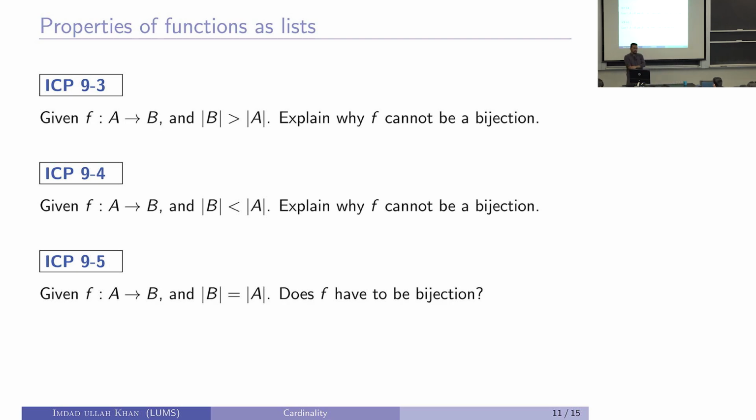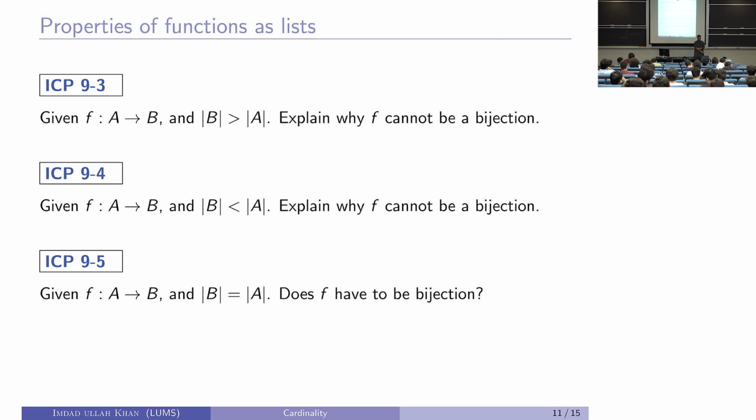Okay. Now, if we have a function and the cardinality of b is equal to the cardinality of a, then can the function be a bijection, or would this function always be a bijection? So, that is what it says. Does f have to be a bijection?